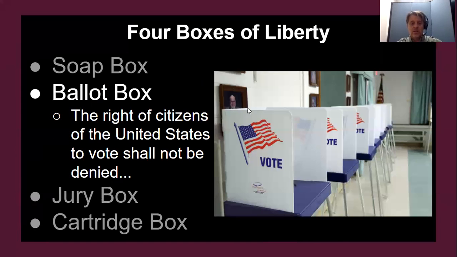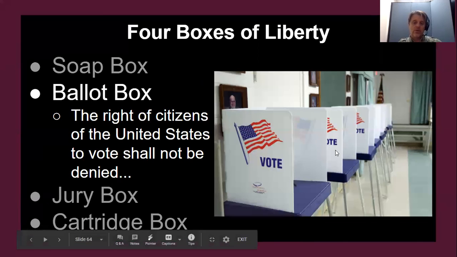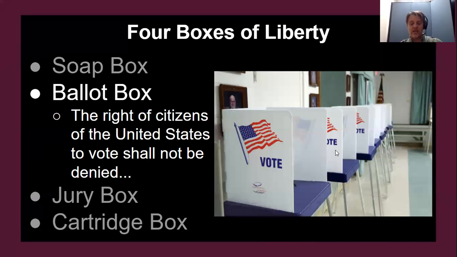Ballot box. This is your voting booth, right? You have the right to vote, and with that, you can change who your representatives are in government. So the right of the citizens of the United States to vote shall not be denied. This is wording from the 14th Amendment. So this is part of our Constitution as well. Part of our security, and it checks us against the government.